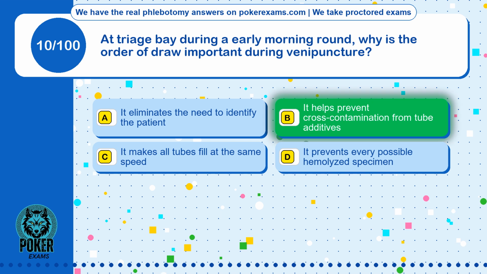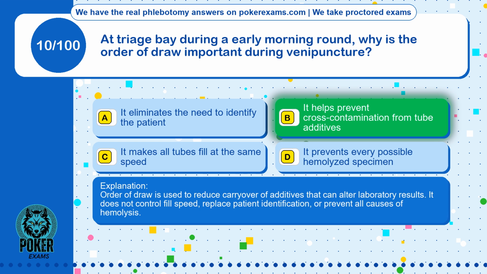The correct answer is option B. It helps prevent cross-contamination from tube additives. Order of draw is used to reduce carryover of additives that can alter laboratory results. It does not control fill speed, replace patient identification, or prevent all causes of hemolysis.